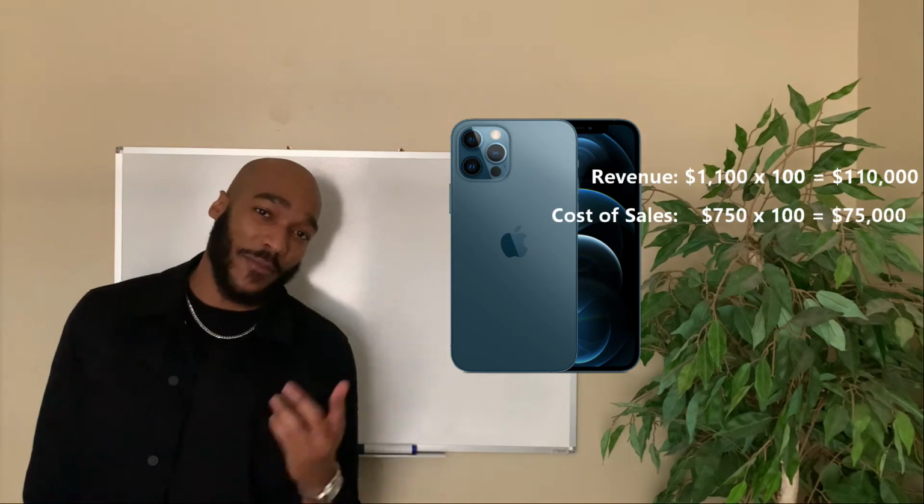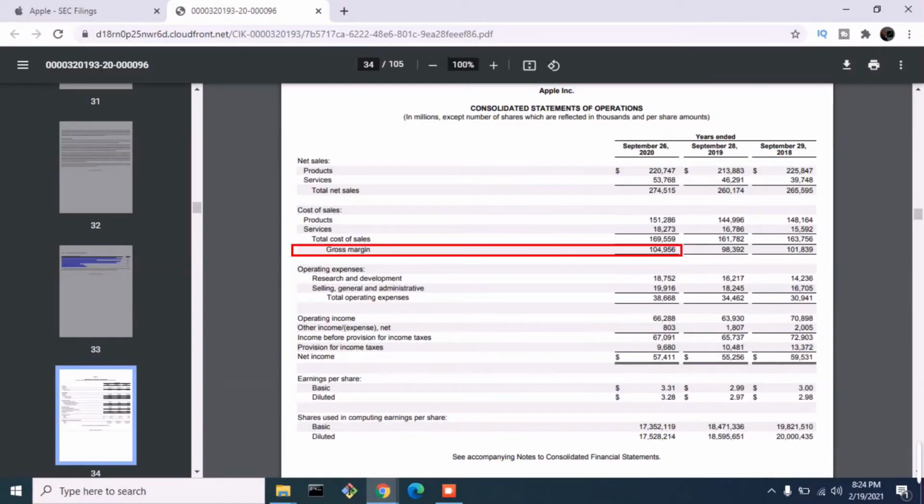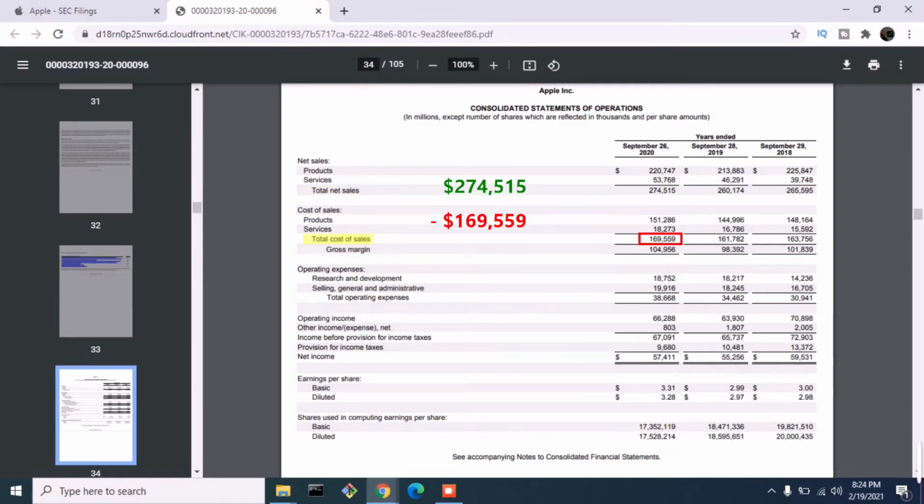Now back to the income statement. And now let me explain this gross margin, or gross profit margin. So when you take the total net sales and you subtract out the total cost of sales, then you'll arrive at this gross margin figure. And gross profit margin just shows you a company's profit before they take out operating expenses, taxes, and so forth. And then we have Apple's next expenses listed, which are the operating expenses, and they are made up of R&D, or research and development, and SG&A, or selling, general, and administrative.